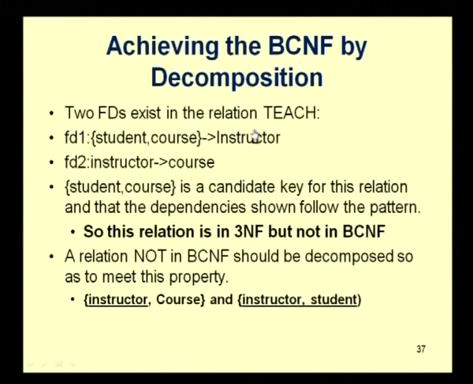Two FDs exist in the relation teach; we are taking another example. FD1 is student, course determines instructor, and FD2 is instructor determines course. Now, student, course is a candidate key for this relation and the dependencies shown follow the pattern. So, this relation is in 3NF, but it is not in BCNF. A relation not in BCNF should be decomposed so as to meet this property. So, instead of having it like this, we can split it into two: instructor, course is one and instructor, student is one. This can be done so that it becomes Boyce-Codd normal form.